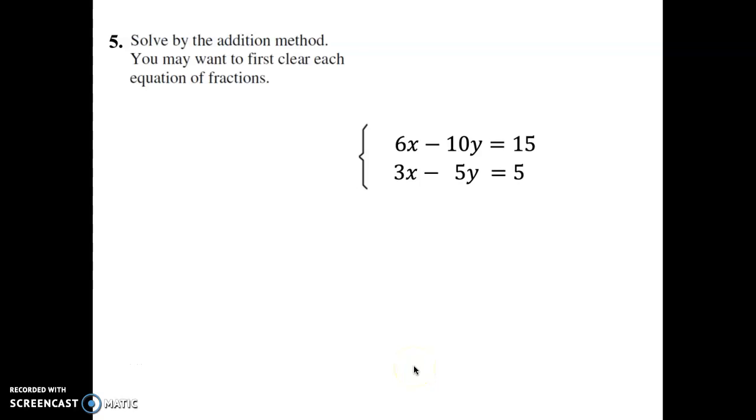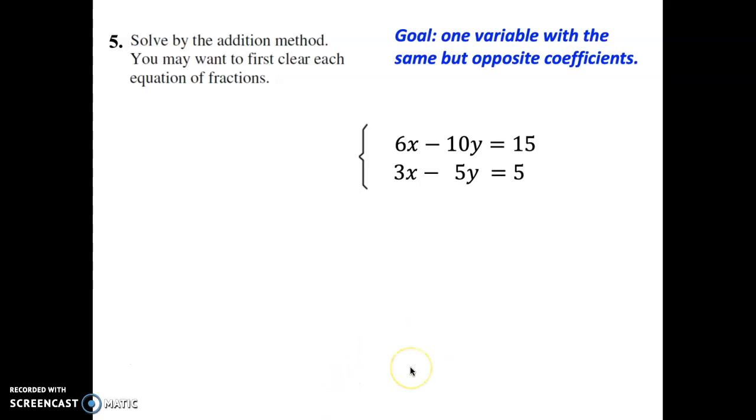Lesson 3, Part 2. This is number 5. Solve by the addition method. You may want to first clear each equation of fractions. I don't know about you, but I don't see any fractions. Okay, remember our goal. When we're doing the addition method, we want one variable with the same but opposite coefficients.